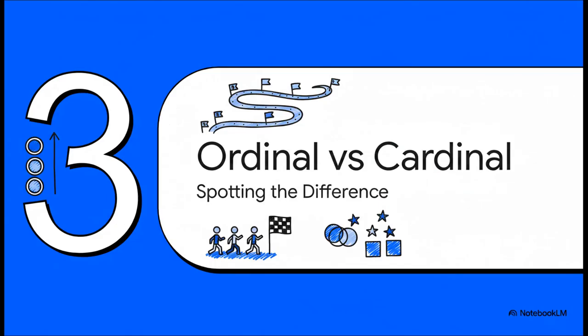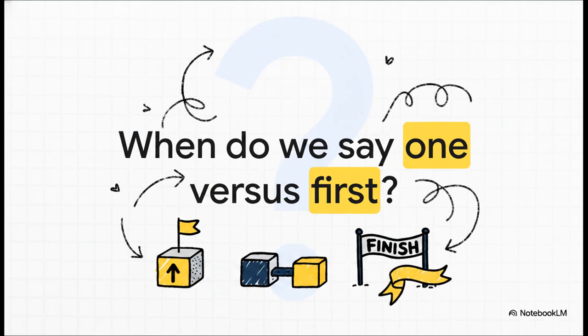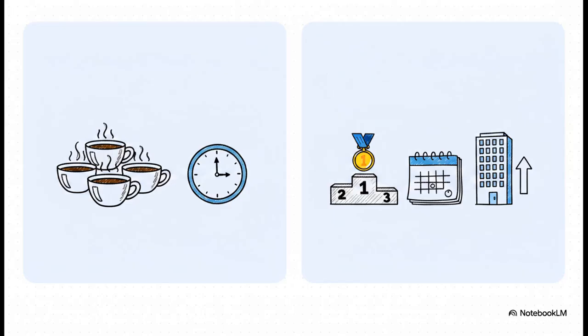Okay, part 3, ordinal versus cardinal numbers. Now that we can count, we need to talk about putting things in order. And this brings up a super common question that absolutely elevates your fluency. When exactly do we say 1 versus first, or 2 versus second? Well, it all comes down to the context.